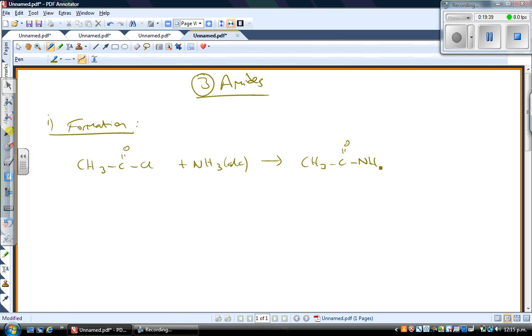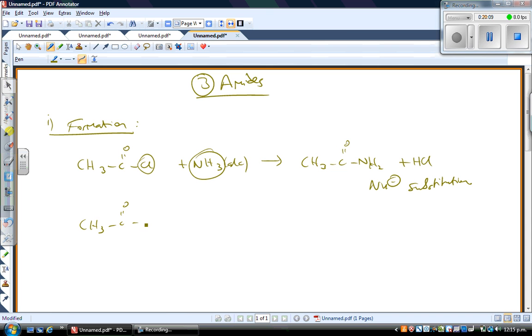So that's ethanamide right there, plus, as with all reactions of acyl chlorides, you get HCl. So that's ethanamide. This would be nucleophilic substitution in this case, because you have one nucleophile substituting for another. So this is nucleophilic substitution.